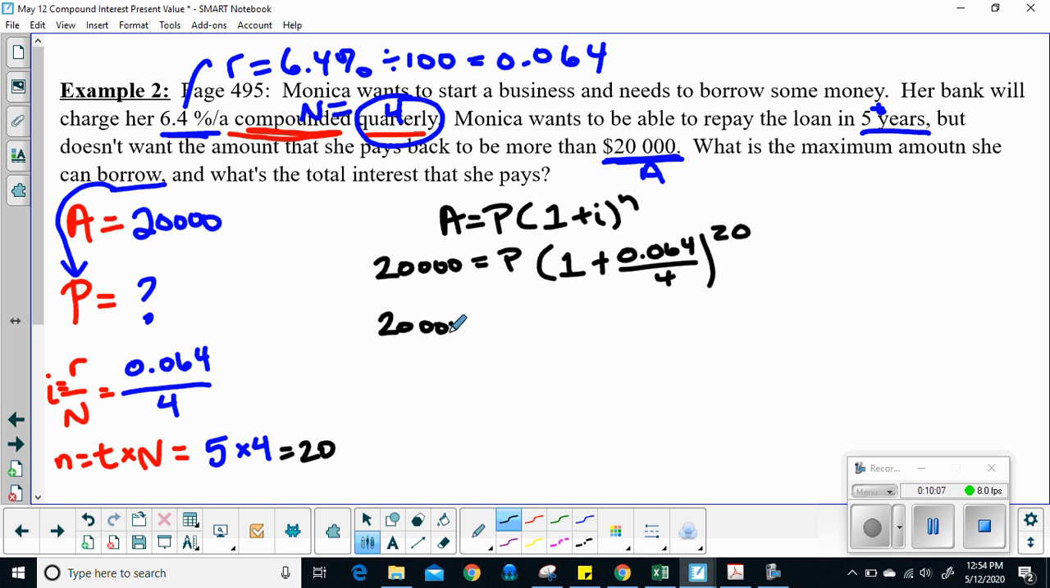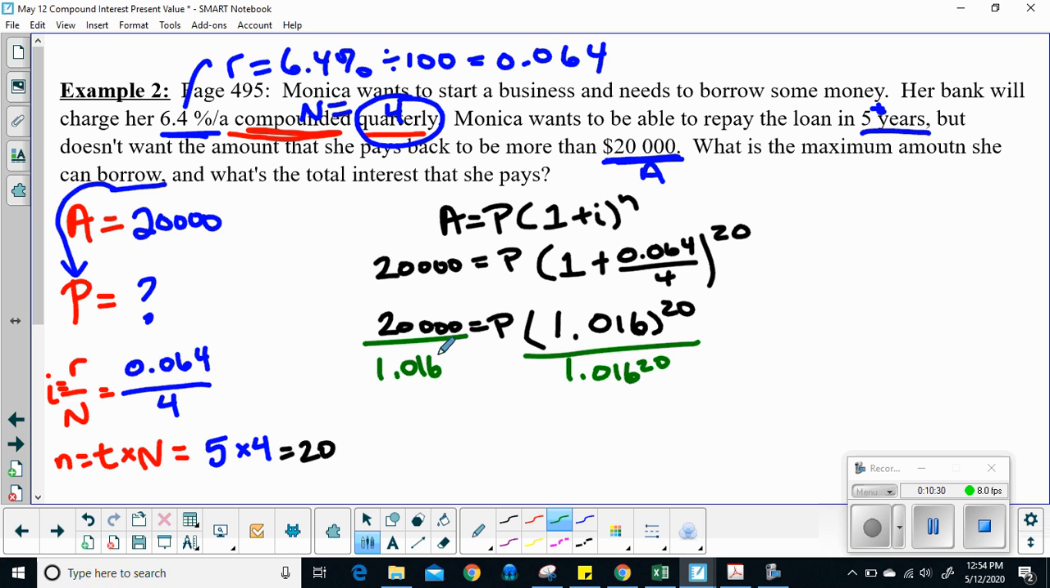Okay, let's simplify what's inside our brackets next. So we've got 1 plus 0.064 divided by 4 equals, well, that's not too bad. Sometimes it's a lot of decimals, to the exponent 20. And I'm treating this all as one number, so I'm going to divide everybody by 1.016 to the 20. Final answer is 20,000 divided by 1.016 exponent button 20 equals, I get $14,559.81.